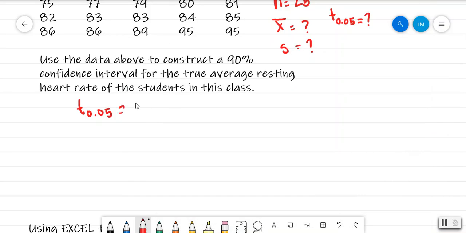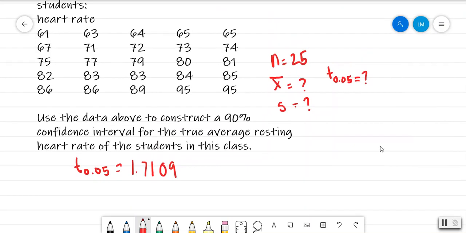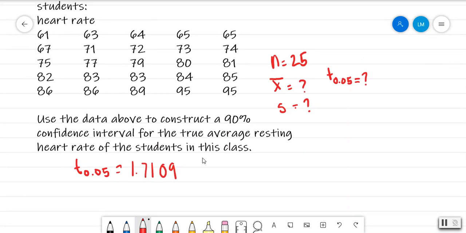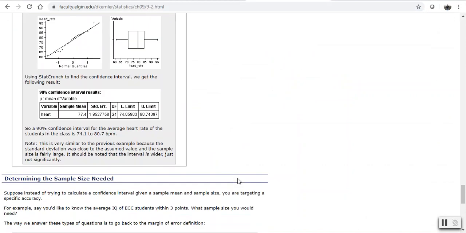So this is equal to 1.7109. Now, what this means is that we have everything that we need, except that if I try to find the mean of this data set, I'm actually going to find that the mean is, let's see. So the mean, if I do the calculator method, is 77.4.